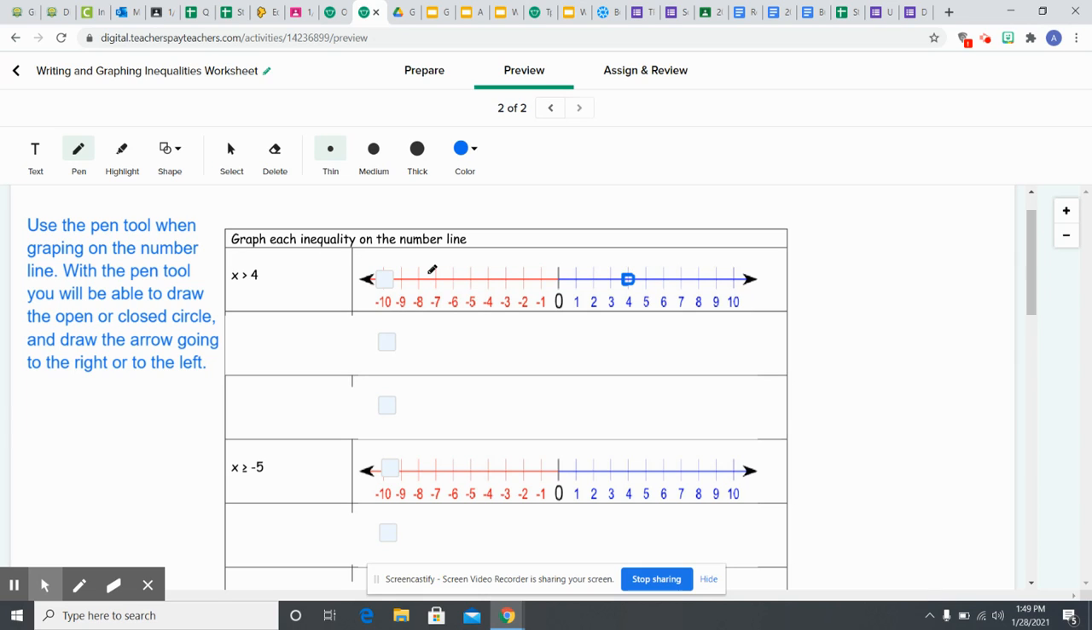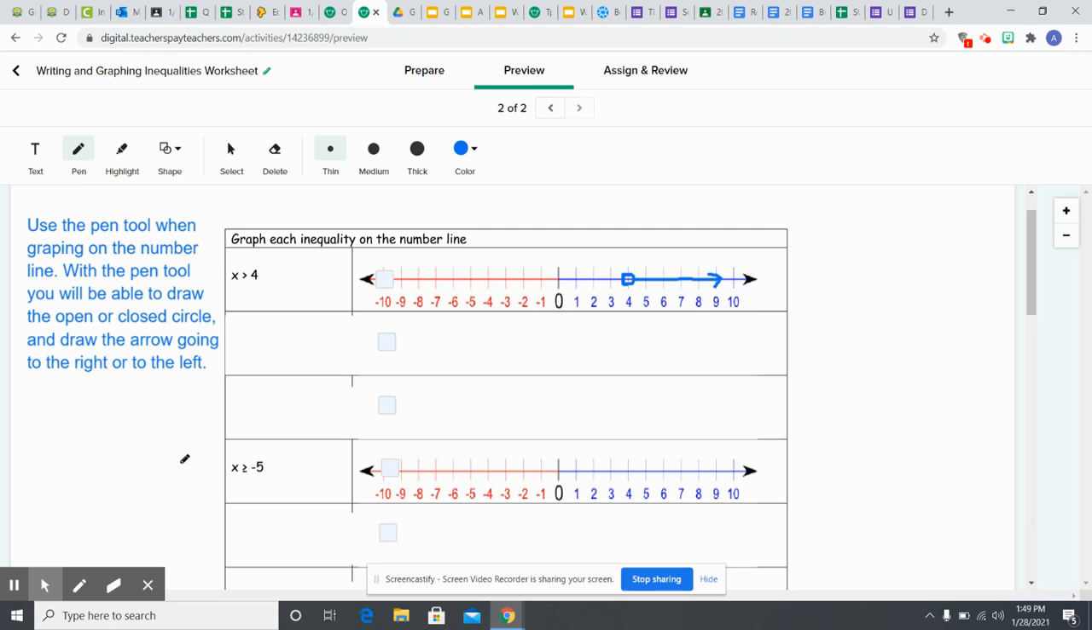To know if my arrow is going to go to the left or to the right, again, looking at what this is, my inequality sign is greater than. So if x is greater than 4, then my arrow needs to go to the right, because all these numbers to the right of 4 are all greater than 4. So that's what that graph would look like.